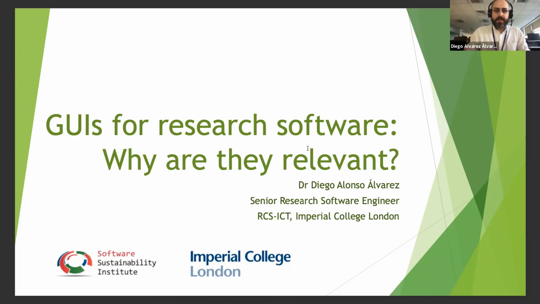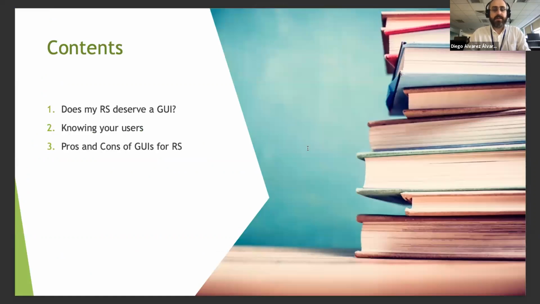So the first thing that you need to decide when thinking about GUIs for research software is whether your research software needs a GUI at all. Is it something that will benefit from a GUI? Then you need to think about your users. Your users are the central part of a GUI. Actually, it's the U of the GUI. So it's the whole point of having a GUI. So you need to think whether they will benefit from having a GUI at all, whether they will use a GUI.